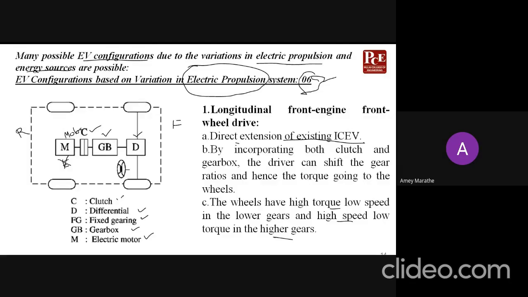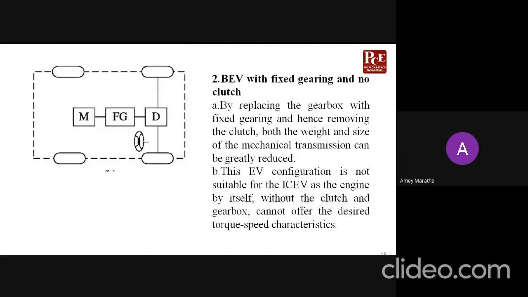So based on the propulsion system, this is the first EV configuration or EV layout which we can have. Very basic. If you start from an IC engine, the first configuration talks about simply replacing the engine by an electric motor. Rest everything remains the same. We will have a clutch, a gearbox, a differential, and wheels and everything. So this is the first configuration. Let us move to the next configuration.